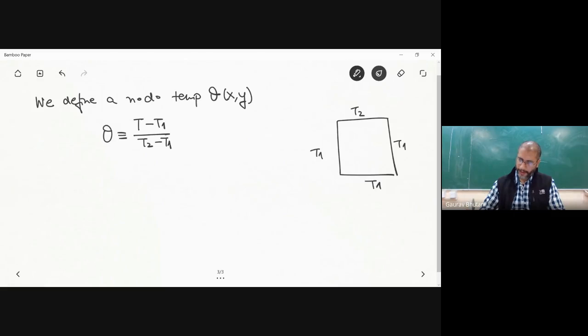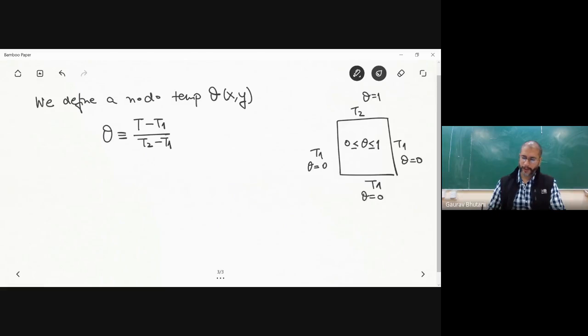Okay, so what we see is that on the boundaries now, theta is equal to 0 on the 3 boundaries, and theta is equal to 1 on the top boundary, and on the inside we have theta varying between 0 and 1. Okay, so that we'll have nice values to deal with when we do the algebra. So that's the reason we do it. Only for convenience, nothing else.